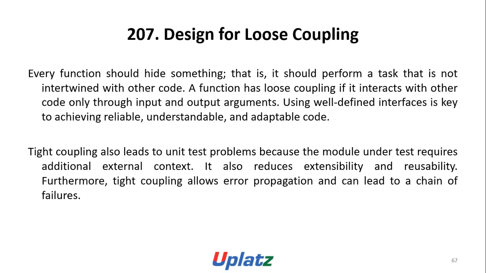Design for loose coupling. Every function should hide something. That is, it should perform a task that is not intertwined with other code. A function has loose coupling if it interacts with other code only through input and output arguments. Using well-defined interfaces is key to achieving reliable, understandable, and adaptable code.